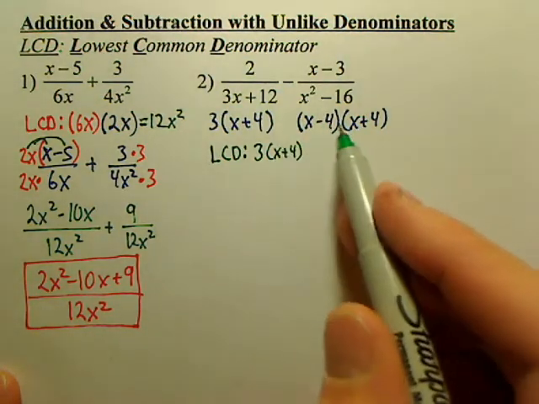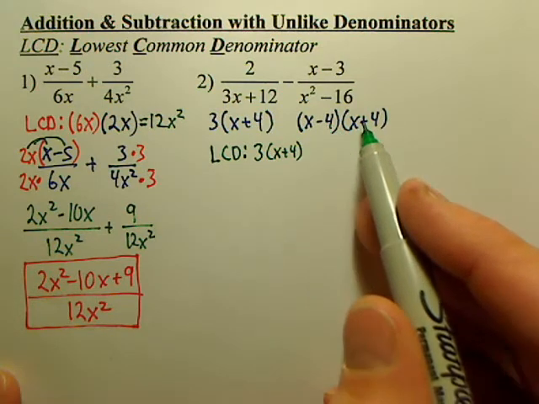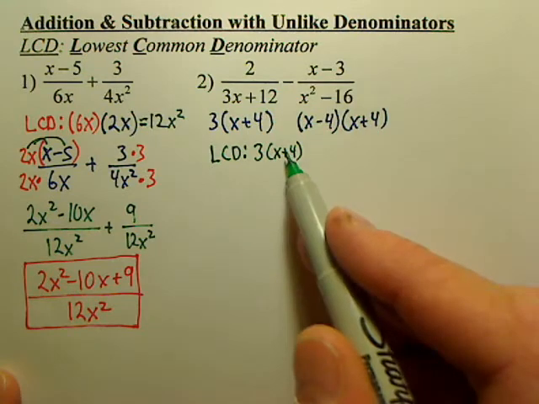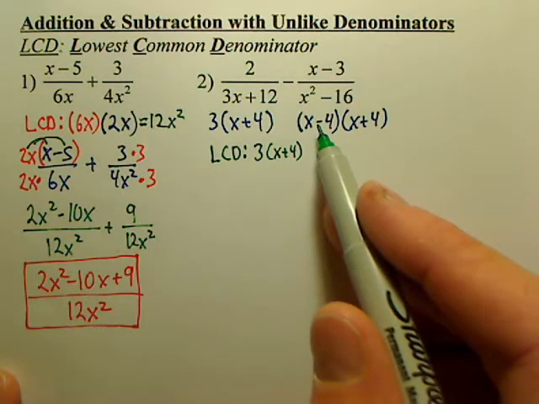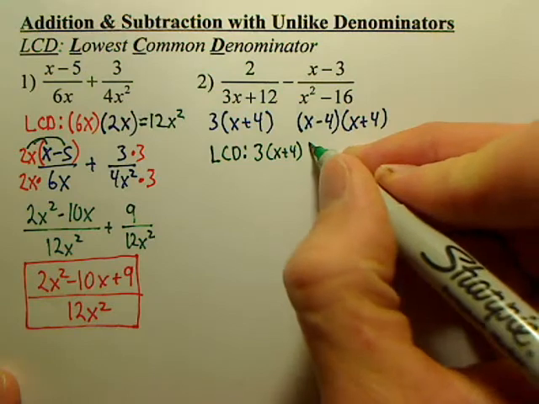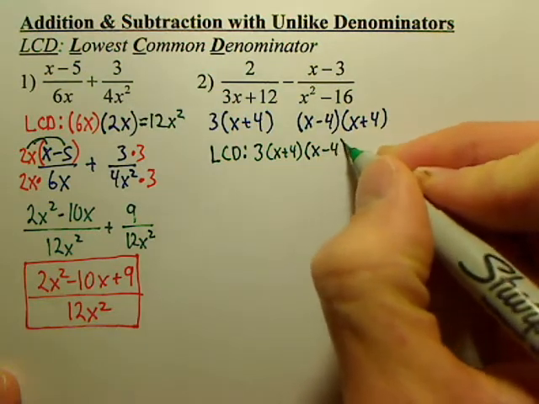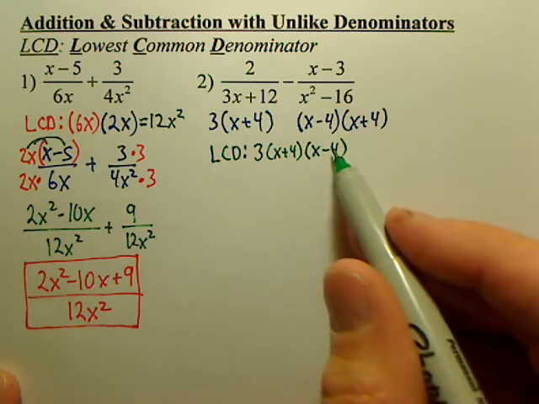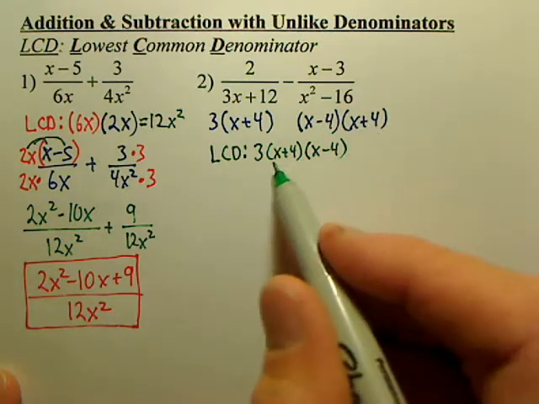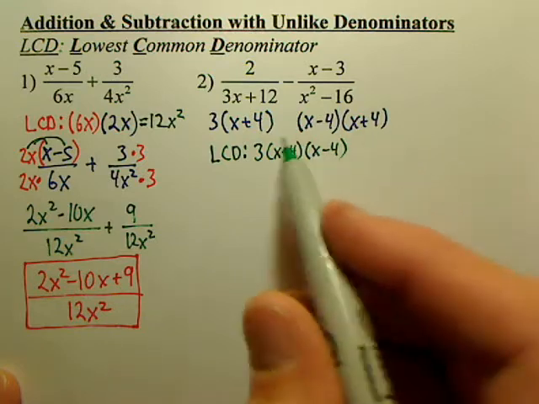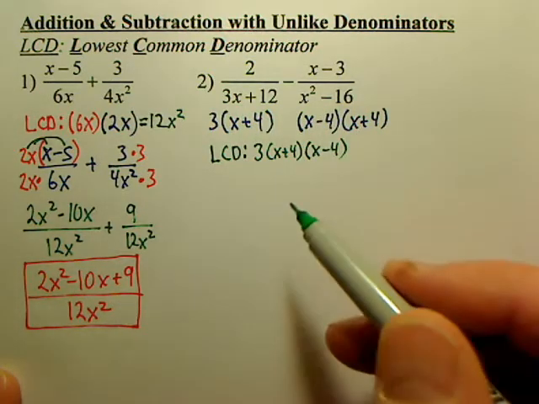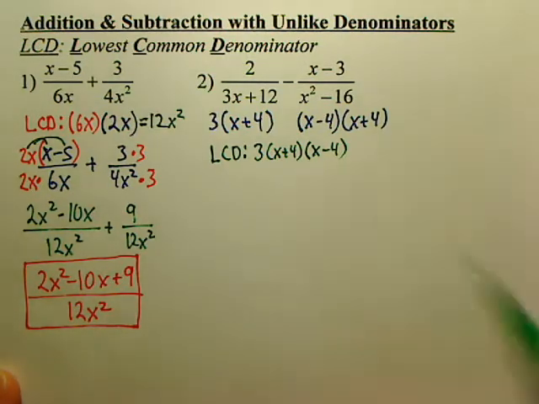Now, look at the next one. I don't need another x + 4 in my LCD because they both have x + 4, so why do I need to write it again? But don't I need x − 4 so they both have something in common? Because watch this. Does 3(x + 4) go into this? And does (x − 4)(x + 4) go into this? So again, all you do is take one of them and then look at the other one to see what else you need. You don't need duplicates. Okay, that's my LCD.